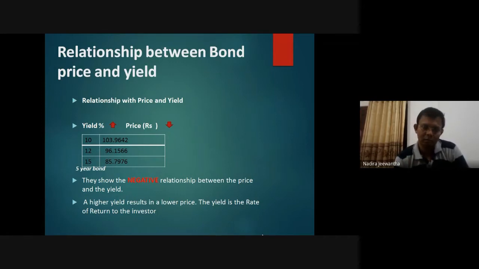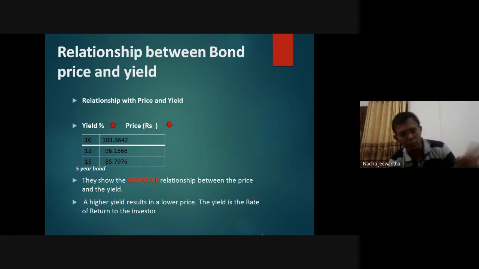Now this is available in your books. 10% coupon. Remaining maturity 5 years. I have a 5-year treasury bond. Your money has been invested at 8%. Now see, two different things. Coupon is 10. Yield is 8. What is the yield? Yield is the percentage at which the purchaser's money, the investor's money, is invested.